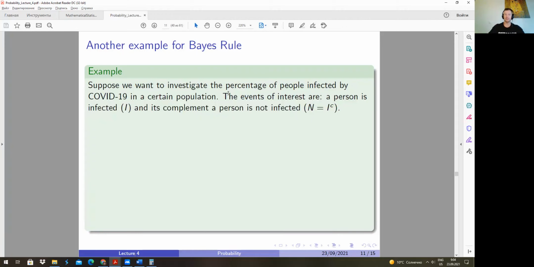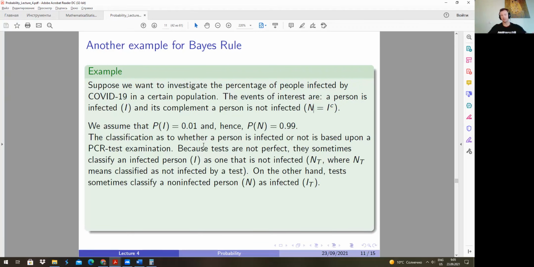So suppose we want to investigate the percentage of people infected by COVID-19 in a certain population. The events of interest are: a person is infected, I, and its complement, the person is not infected, N. So this is something like a person lies or tells truth, right? So the same story here. Now we assume that 1% of the population is infected, 99% is not. Just again, for simplicity.